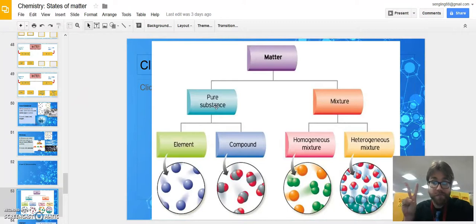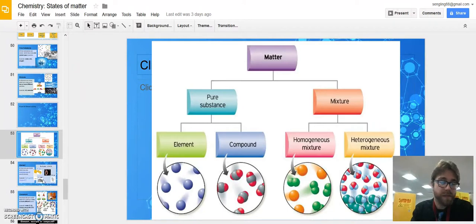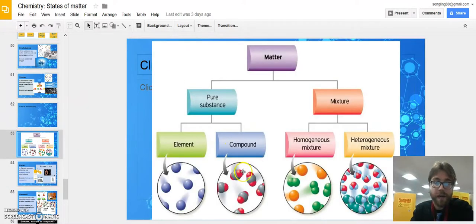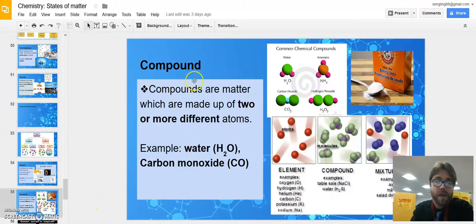Alright, so in a pure substance, we can organize those even further. There's two types of pure substances. We have an element and we have a compound. An element is only one type of something. An element is made up of only one type of atom. A compound is atoms pushed together. Compounds are pure matter, which are made up of two or more different atoms.